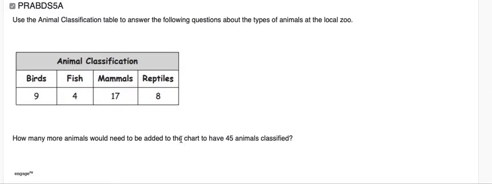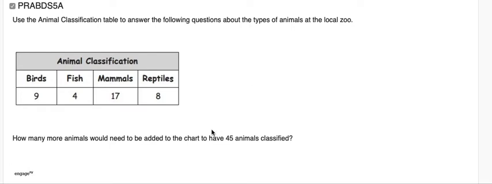Okay, for my last question here. It says, how many more animals would need to be added to the chart to have 45 classified animals? Now, in the last question we answered, we know that our answer was 38. So they want to know how many more animals. It doesn't matter which category they're going to go in. They just want to know how many more will get us to 45. So I have 38 plus blank equals 45.